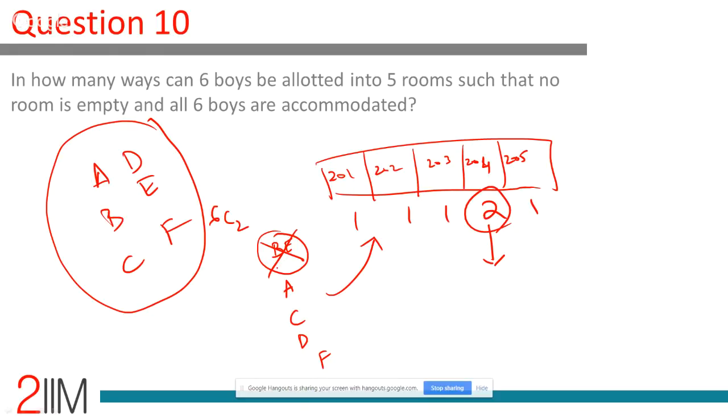And to break this down, understand what's happening, that there is one room that has double occupancy. There have got to be two guys who are roommates. Locate those two guys and then say, okay, these two are together. Now what do I do? Five people, five rooms. Four people and one double occupancy, B and E put together, call it X. X, A, C, D, F going into five rooms, five factorial ways. 6C2 into 5 factorial.